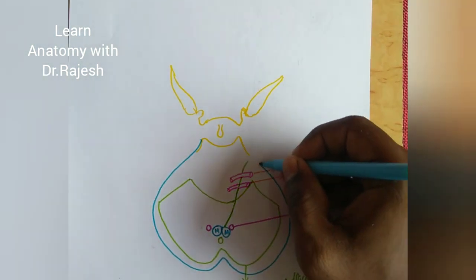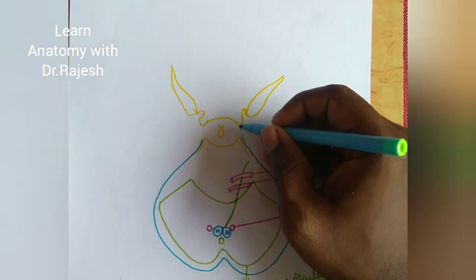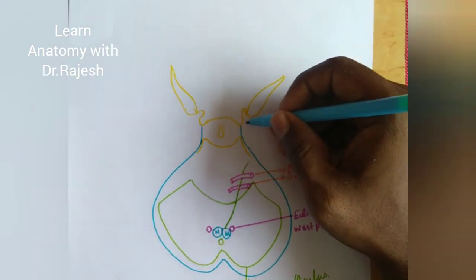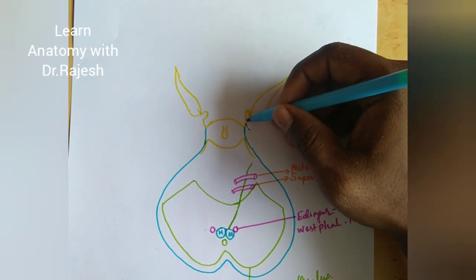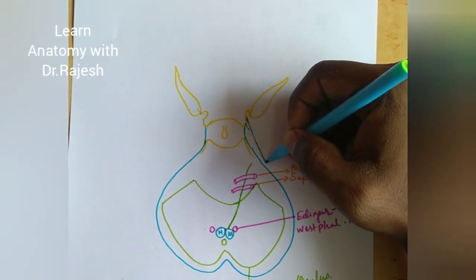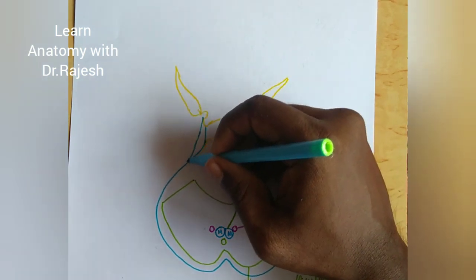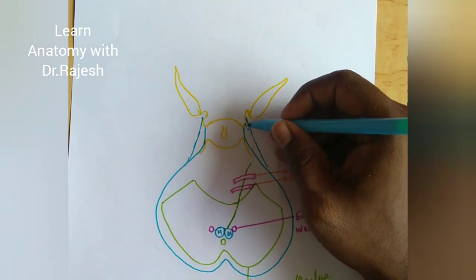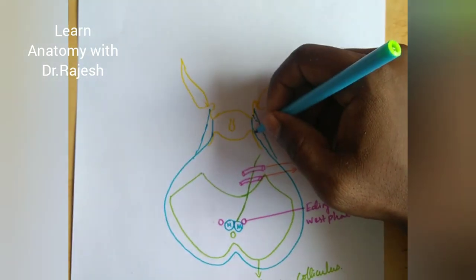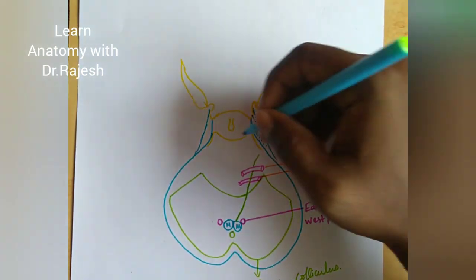This is the dura mater. We have an attached part and the free part of the dura mater. So there is a triangular interval between the attached and the free part of the dura mater.